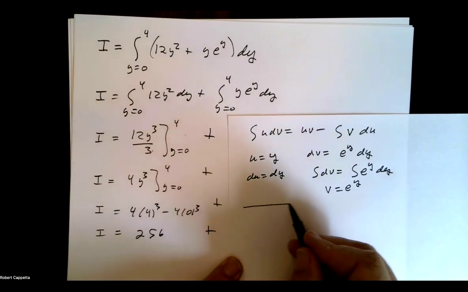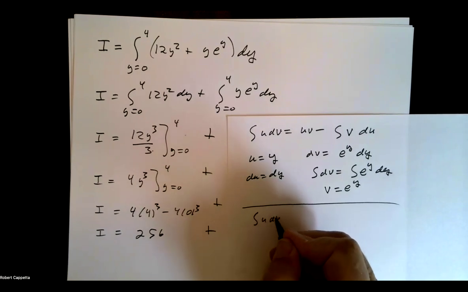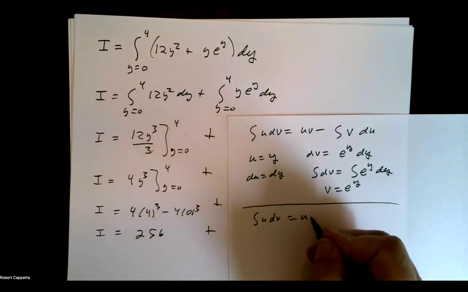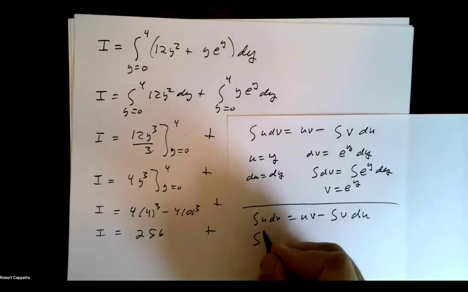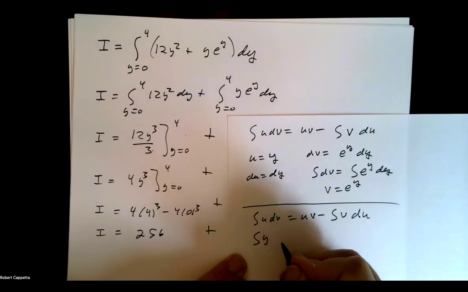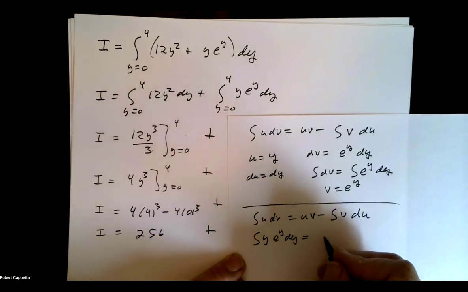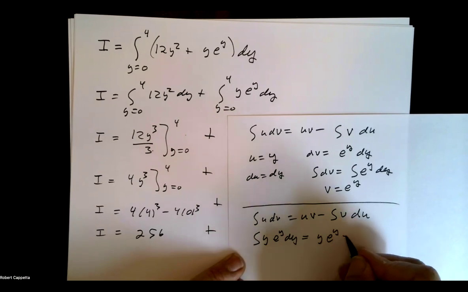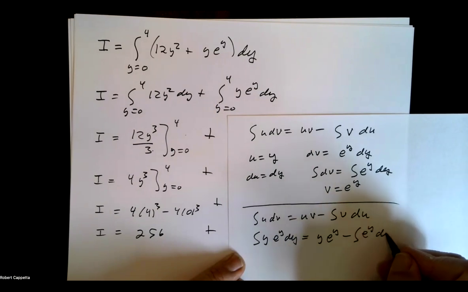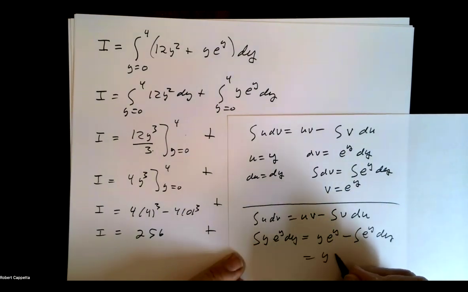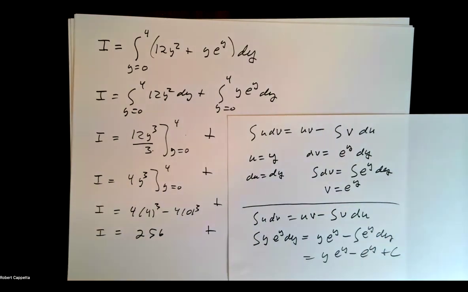So using our rule then, the integral of u dv is uv minus the integral of v du. We get the integral of y e to the y dy is uv, y e to the y, minus the integral of v du, minus the integral of e to the y dy, which gives me y e to the y minus e to the y plus c.